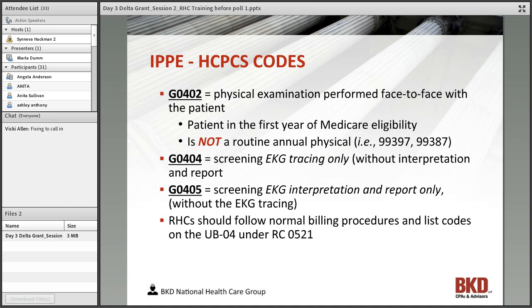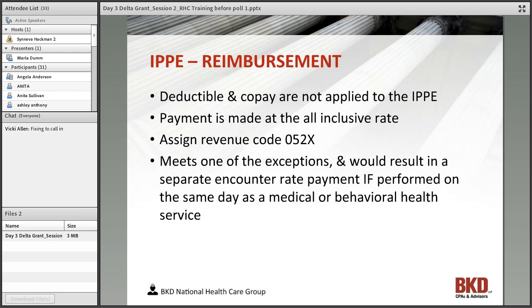It also does include an EKG if ordered by the provider, and we'll go through those different codes that were set up under the Medicare program for those EKGs. You want to have a G0402 set up in your system. That is the face-to-face encounter code. Again, this is going to be for your patients in that first year of Medicare eligibility, and it is not a routine annual physical. This is a wellness visit.